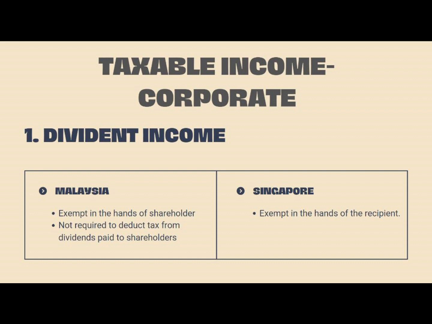The first taxable income is dividend income. Malaysia is under the single-tier tax system. Dividends are exempt in the hands of shareholders. Companies are not required to deduct tax from the dividend paid to shareholders, and no tax credit will be available for offset against the recipient's tax liability. Corporate shareholders receiving exempt single-tier dividends can, in turn, distribute such dividends to their own shareholders, who are also exempt on such receipt. Singapore dividends are exempt in the hands of the recipient.